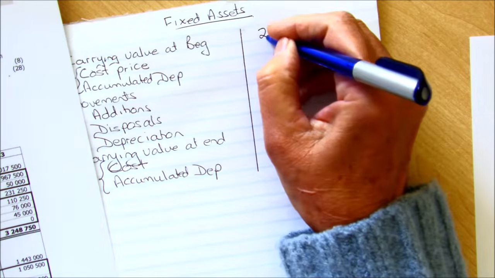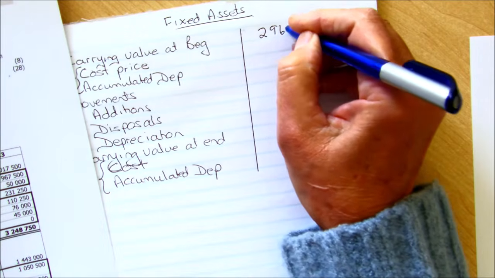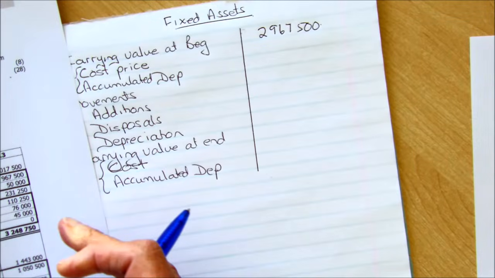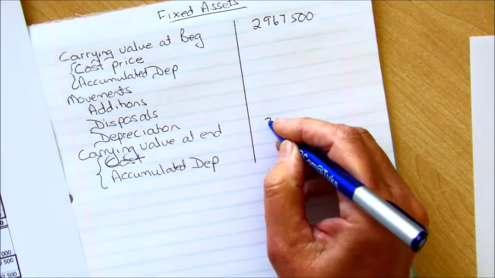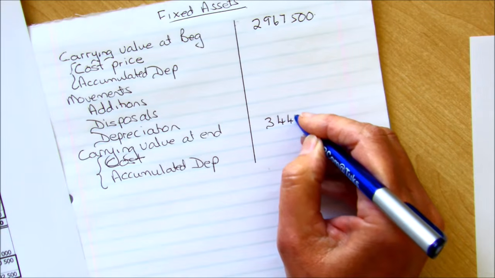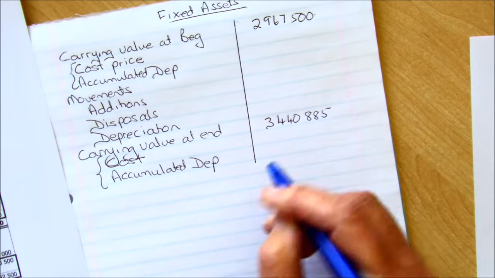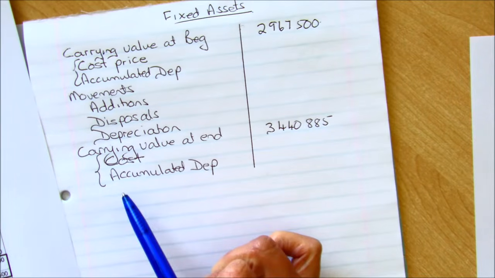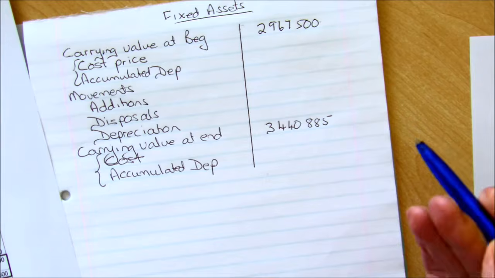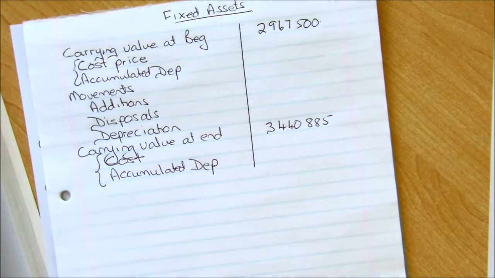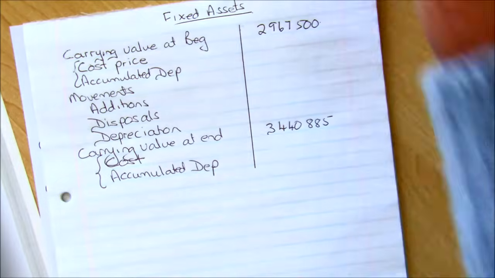So we had at the beginning of the year a carrying value of 2,967,500. And by the end of the year, we had a carrying value of 3,440,885. So they might have given you the cost and accumulated depreciation, in which case you'd have to calculate the carrying value. But you're used to that right from grade 11.